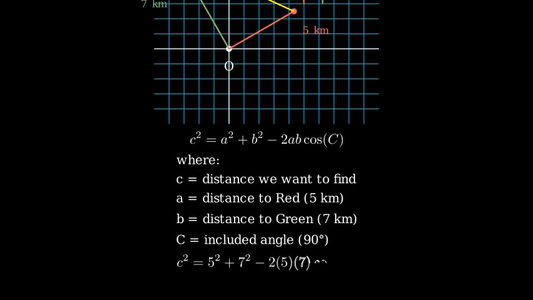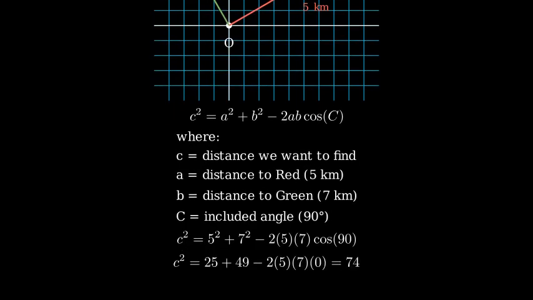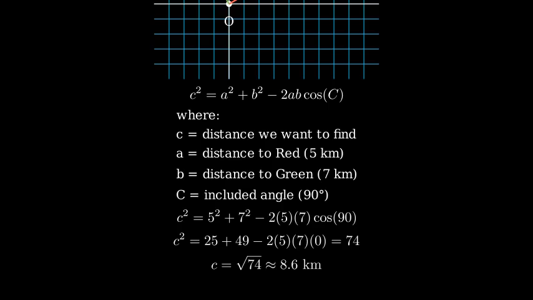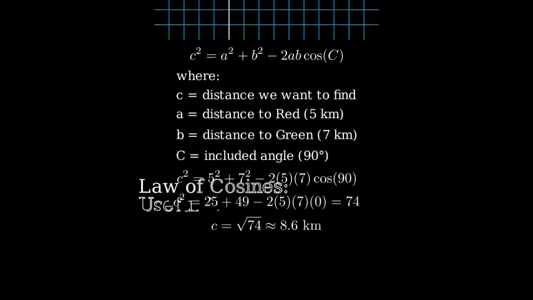We have c squared equals 5 squared plus 7 squared minus 2 times 5 times 7 times the cosine of 90 degrees. Since the cosine of 90 degrees is 0, that last term becomes 0. So we have c squared equals 25 plus 49, which is 74. Taking the square root of both sides, we find that c equals the square root of 74, or approximately 8.6 kilometers. And there you have it.